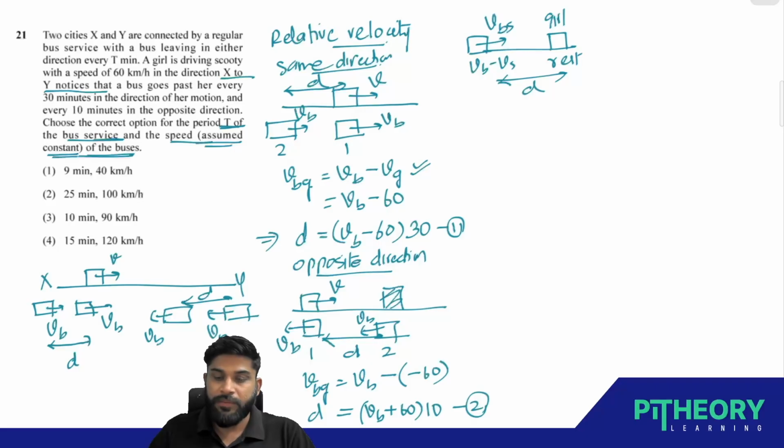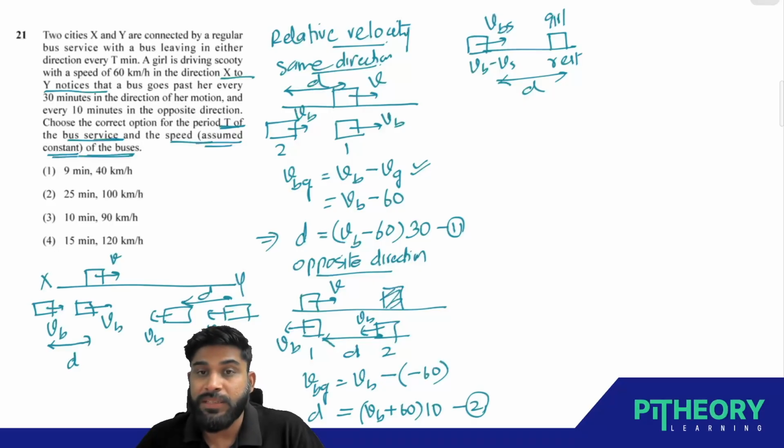Now what do we have to do? We have to solve these two equations, the first and the second. What is our first equation? D is equal to VB minus 60 into 30, and the second equation is D is equal to VB plus 60 into 10.